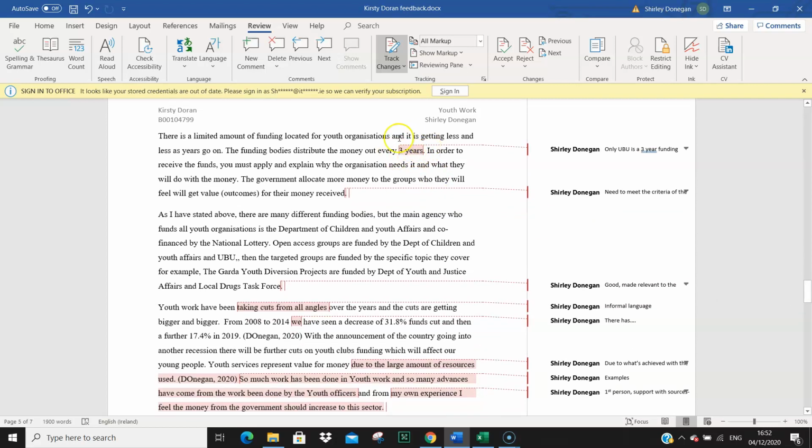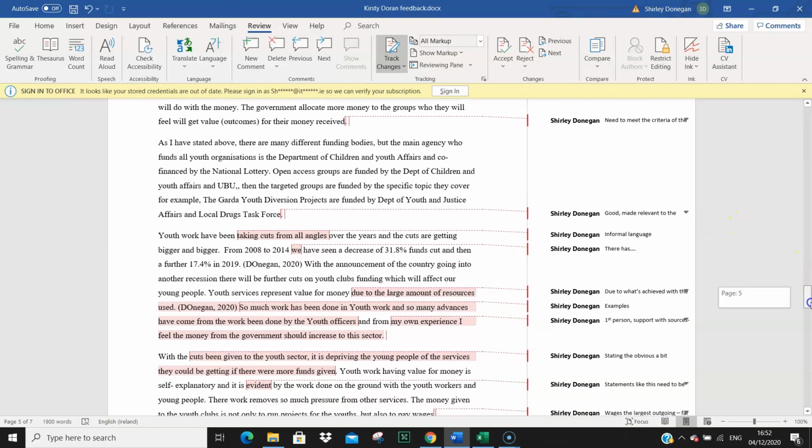Okay, here, only UBU is a 3-year project. Other projects are yearly, renewed yearly. Here, the government will only allocate money if they reach the outcomes. You might change that to needing to meet the criteria of the funding organisation.